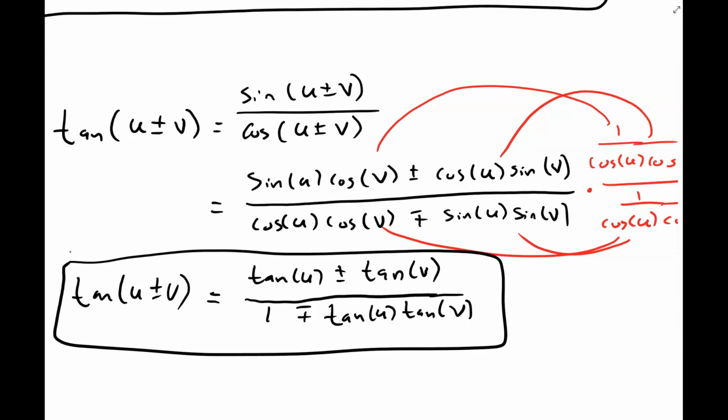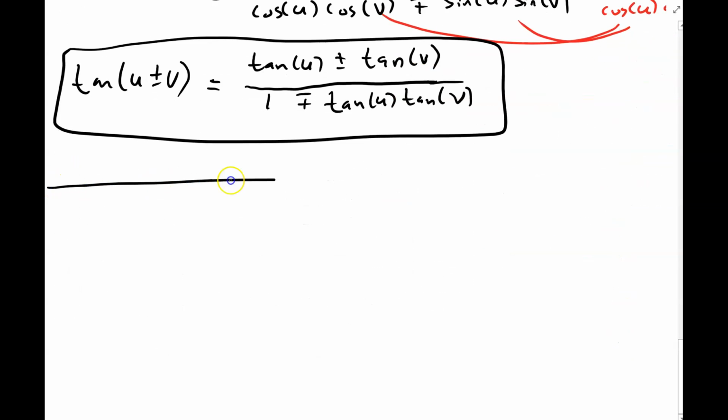Everybody okay so far with these 6 identities now? I say 6 because they're plus or minuses, right? So using these 6 identities, we can do some problems. So let's look at some examples of what we can do.